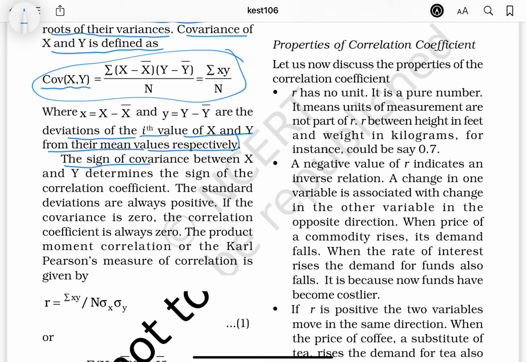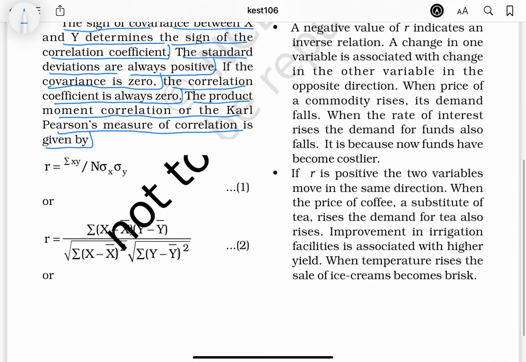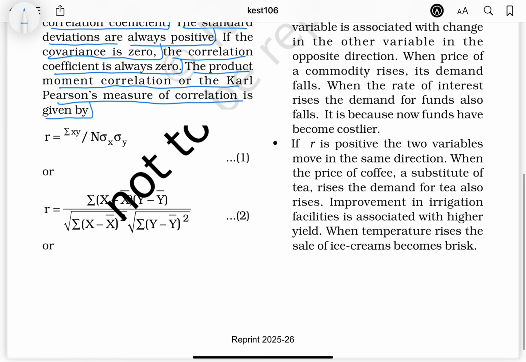The sign of covariance between x and y determines the sign of the correlation coefficient. The standard deviations are always positive. If the covariance is 0, the correlation coefficient is also 0. The product moment correlation or the Karl Pearson's measure of correlation is given by r = Σxy / (n σx σy).